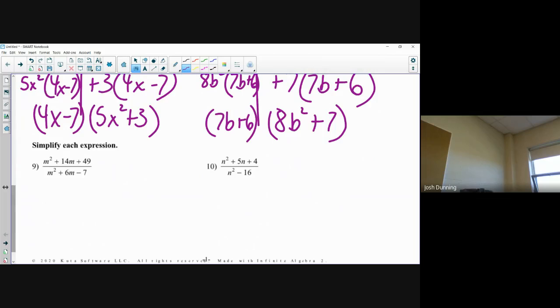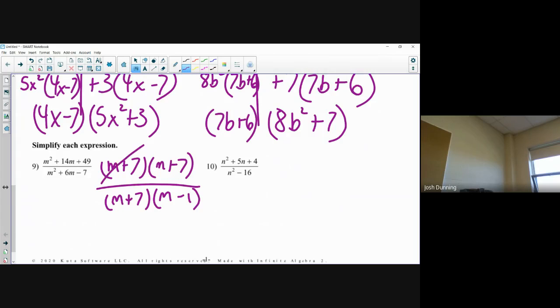Nine. 7 times 7 is 49. 7 plus 7 is 14. On the bottom, 7 is prime. Only 7 times 1 is 7. And 7 minus 1 is 6. So there we go. One of the m plus 7s on top cancels, and we're left over with m plus 7 over m minus 1.